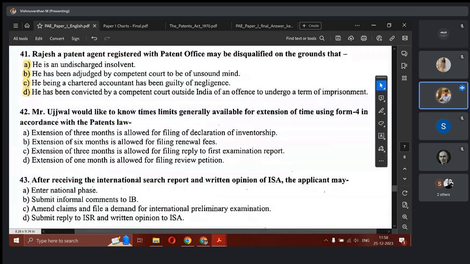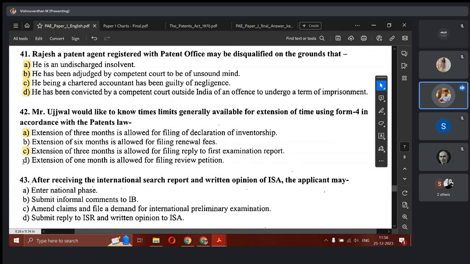So A and C are true. Then extension of 1 month is allowed for filing review petition. This is also true, you get 1 month to review the controller's decision. So A, C, and D are true. B, as far as I'm aware, I don't think this is allowed because a 6 month extension is not allowed. You have 18 months to restore your lapsed patent, but I don't think there is a 6 month time; I think it's 1 month. So I think B is wrong. A, C, D have to be right. Let's take a risk. Let's lock the answers. Computer G. So A, C, D.